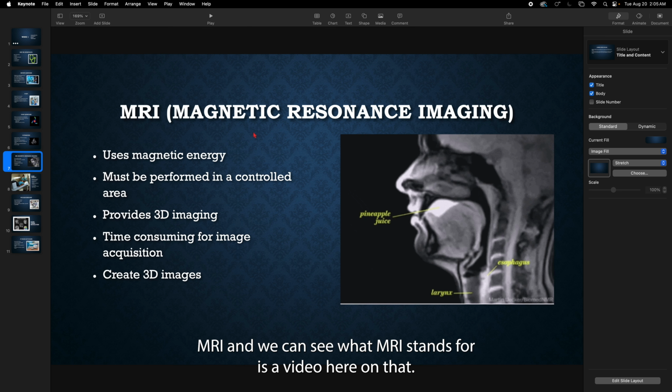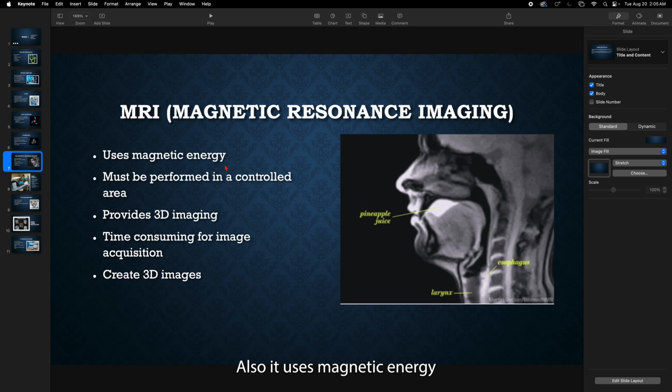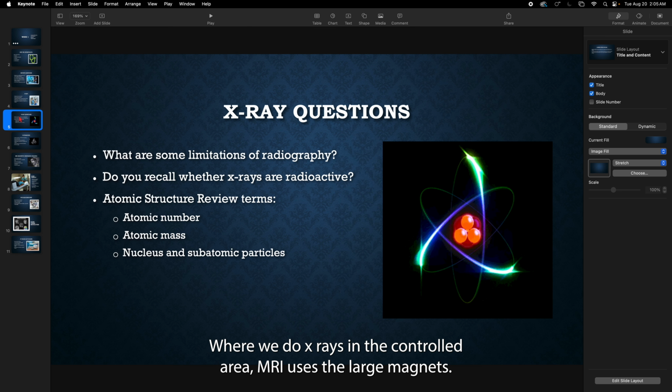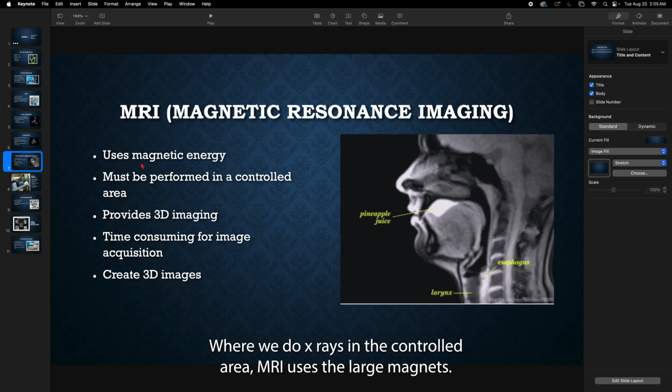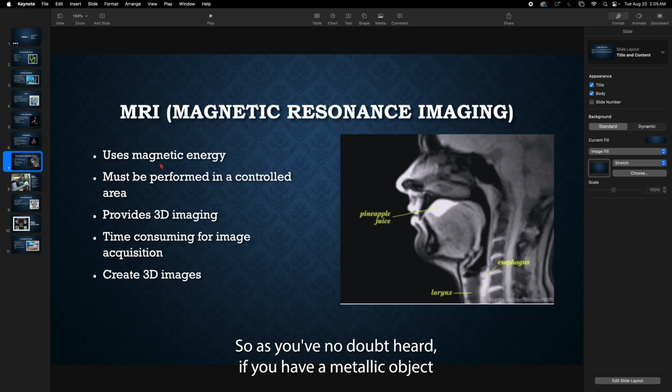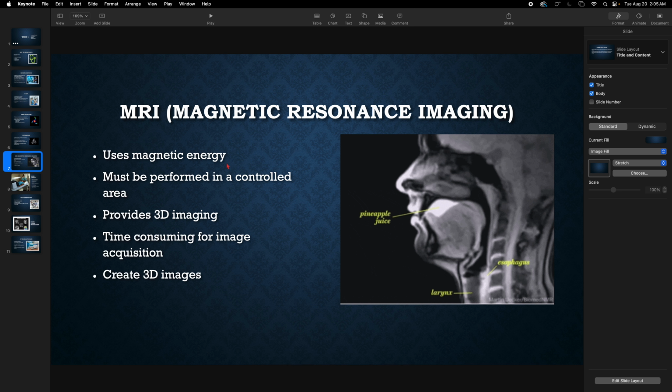MRI, we can see what MRI stands for. There's a video here on that also on ED Puzzle. But it uses magnetic energy. Must be performed in a controlled area. Now that's not for the same reason that we do X-rays in a controlled area. MRI uses a large magnet. So as you've no doubt heard, if you have a metallic object close to the zone 4 or even zone 3, it could be huge problems.